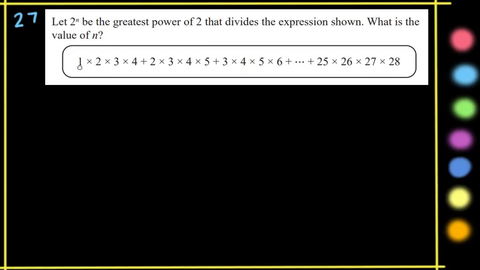So first of all, be careful when you're looking at this. You've got these 4 numbers multiplying together, and then you've got a plus, and then you've got another 4 numbers here. So 1 through 4, and then 2 through 5, and then 3 through 6, all the way up to 25 through 28. So you've got these groups of 4. And one way you could approach this would be to say, for each of these groups of 4, what is the greatest power of 2 that divides it?